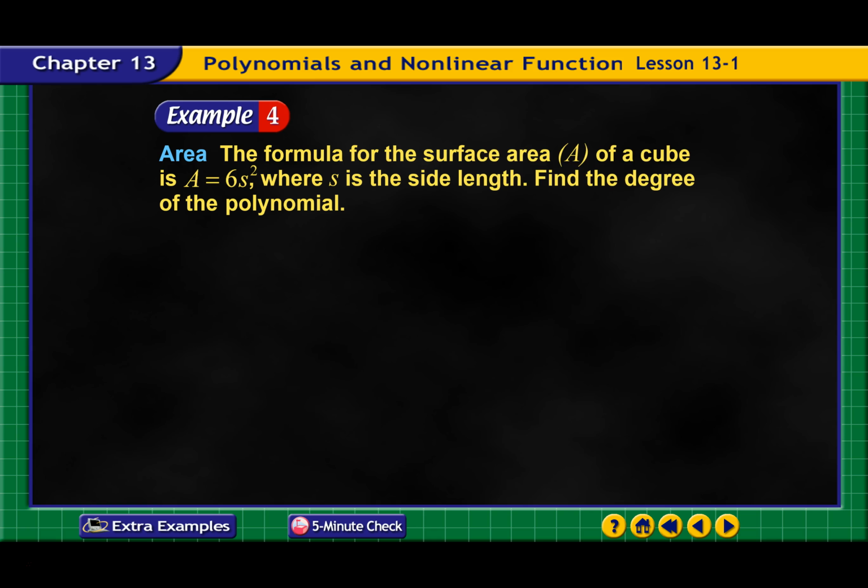The formula for surface area, and this is from last chapter, of a cube is going to be area equals 6 times the side squared, where s is the side length. Find the degree of that polynomial. Well, all we have to do is look at 6s squared. There's a 2 on the s, so the degree would be 2. 6s squared has a degree of 2 because there's 2 up here.